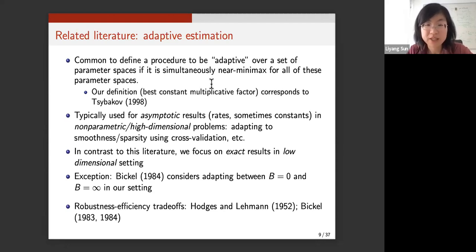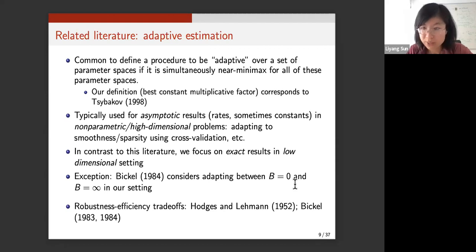In the high dimensional stats literature, adaptation is usually considered in terms of the optimal rate, as well as for choosing tuning parameters. And for us, we focus on a low dimensional setting, estimating a scalar parameter, and we also focus on the exact adaptation results. And the exception from the stats literature is a 1984 paper by Peter Bickel that considers exactly the adaptive estimation for a scalar parameter when adapting to just 2 bias spaces, when either the bias is 0 or when the bias belongs to the real line. And our paper improves upon this paper to adapt to the intermediate bias spaces where the upper bound on the bias can take on intermediate values between 0 and infinity.